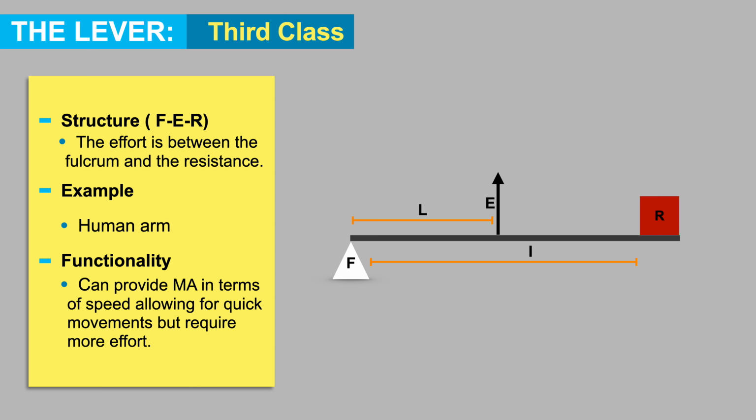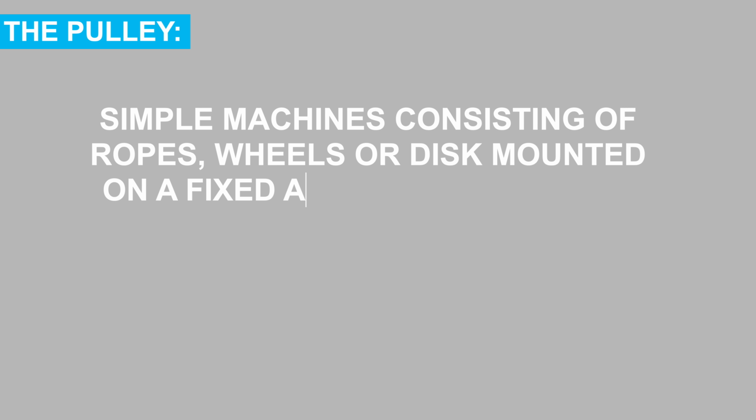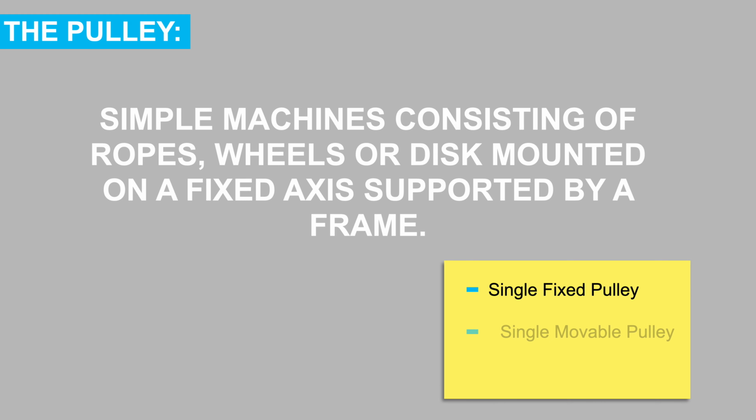For the next type of simple machine, we'll be learning about the pulley system. Pulleys are simple machines consisting of ropes, wheels, or discs mounted on a fixed axis supported by a frame. The frame is referred to as a block. There are 3 main types of pulleys commonly recognized in mechanics and engineering: single fixed pulley, single movable pulley, and a block and tackle. Let's go over each one.